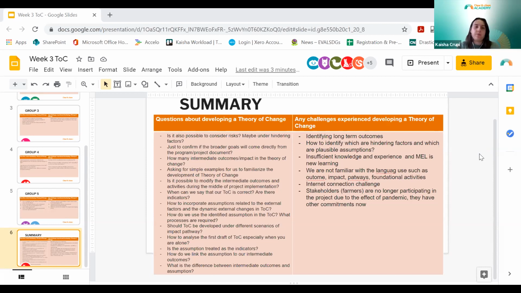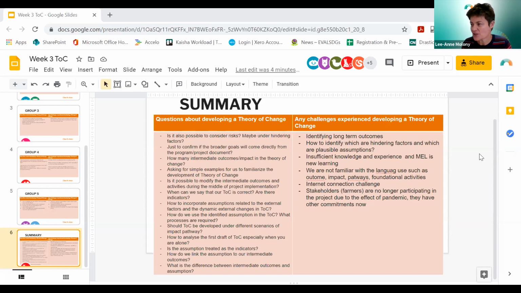That's right. Is it possible to modify the intermediate outcomes and activities during the middle of project implementation? I would say it's necessary. Some people think if they develop their model, it's set and they must keep it set for the life of their project. Actually, it's just a model. It's not reality. It's your best understanding of how you think change is going to come about during the life of your project. And if your understanding of how change is going to occur through your project changes during implementation because you learn more about how things work, then yes, you should update your model to reflect your new understanding. It's a really important thing.